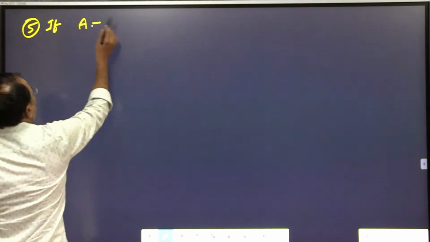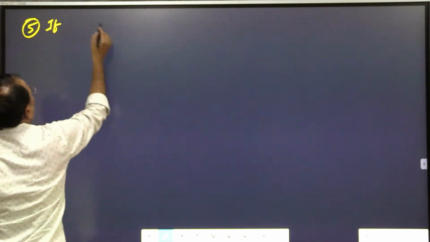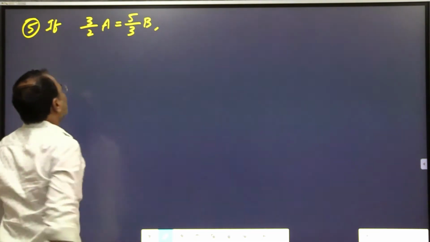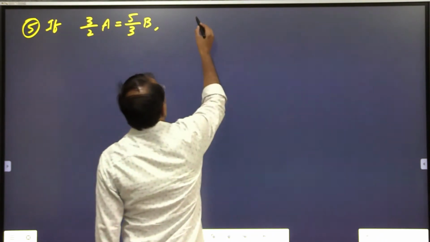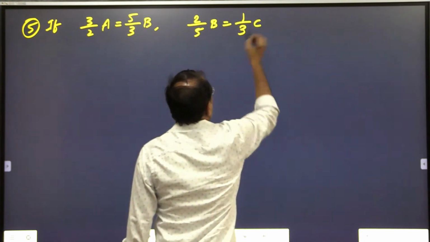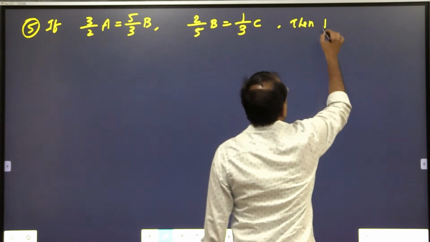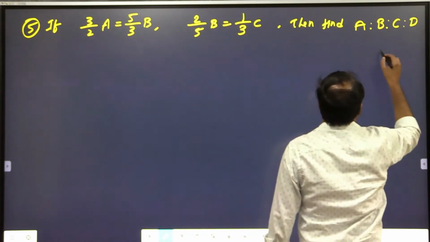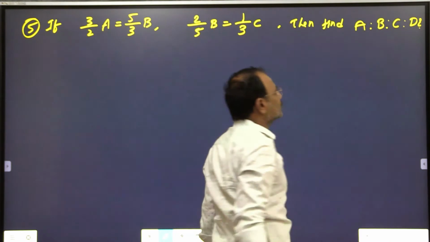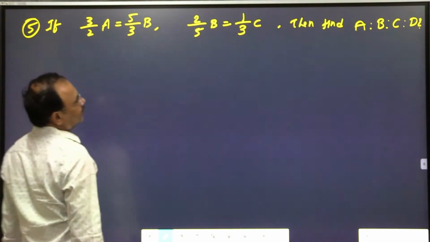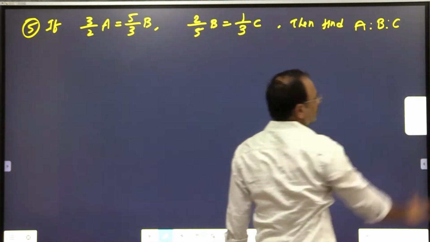If 3/2 A is equal to 5/3 B, and 2/5 B is equal to 1/3 C, then find A is to B is to C is to D. Okay, then find A is to B is to C. A is to B is to C, not D, just A is to B is to C. Only we have 2 ratios.